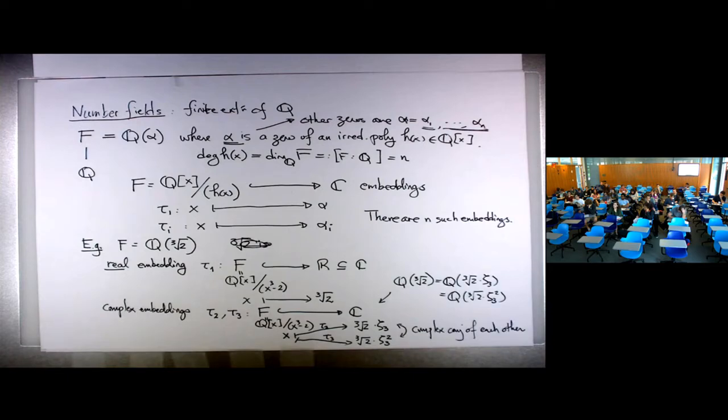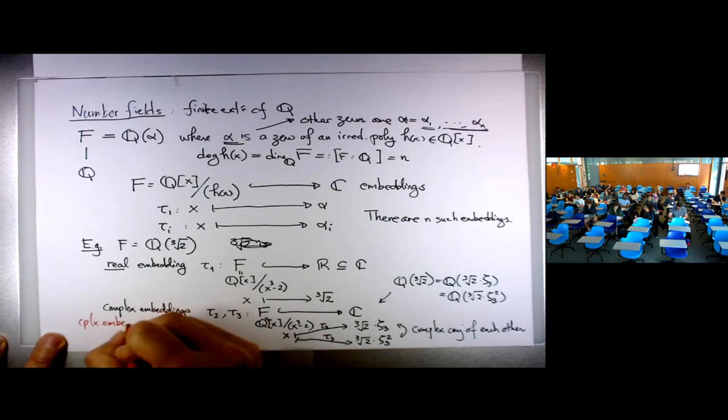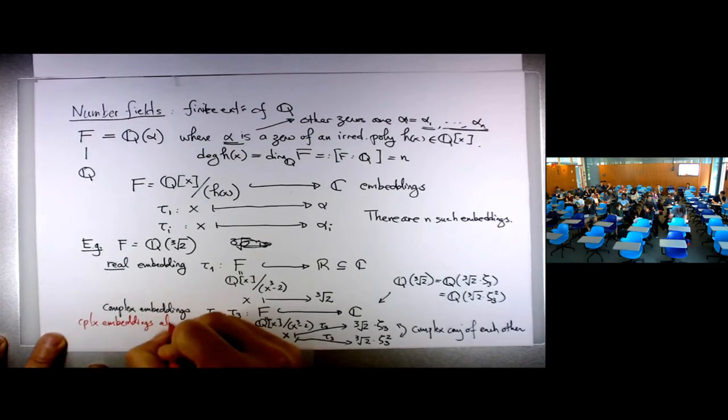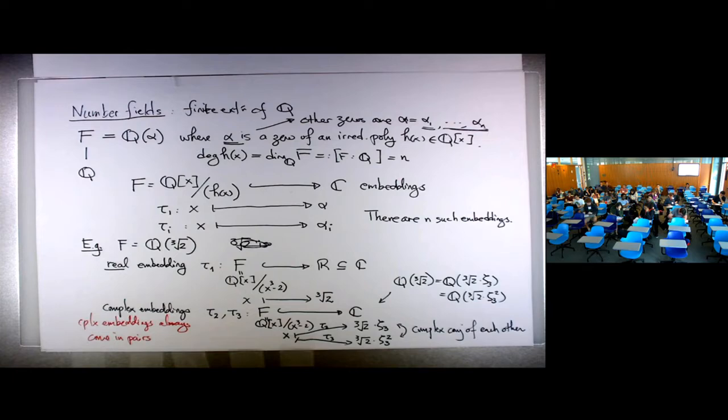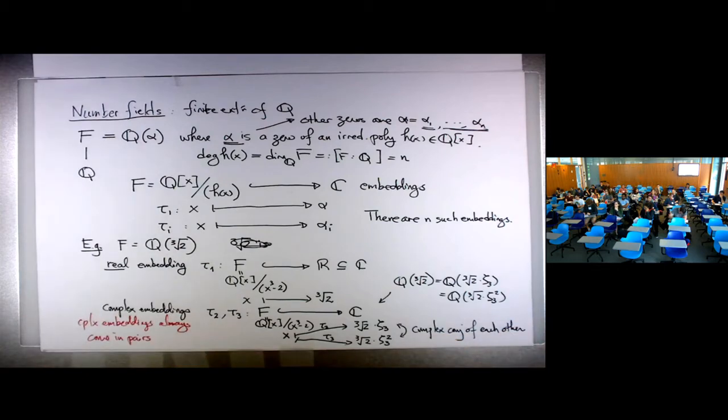I want to point out this is a reflection of a general fact: given an arbitrary number field, you have some number of real embeddings and some complex embeddings. But the complex embeddings always come in pairs, because when you have a complex embedding, you can further apply complex conjugation and get a different embedding. Altogether, there are n embeddings if the degree of F over Q is n.